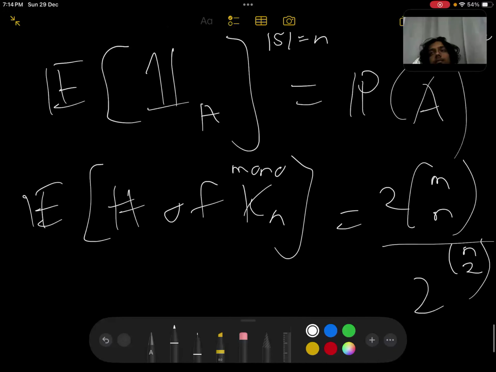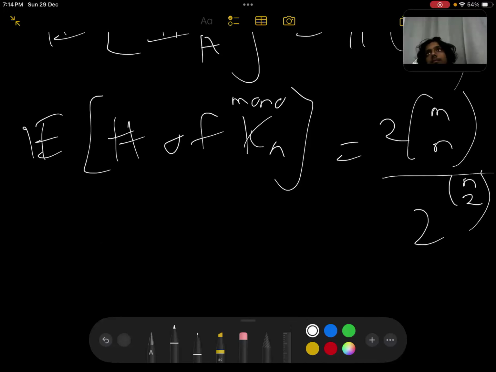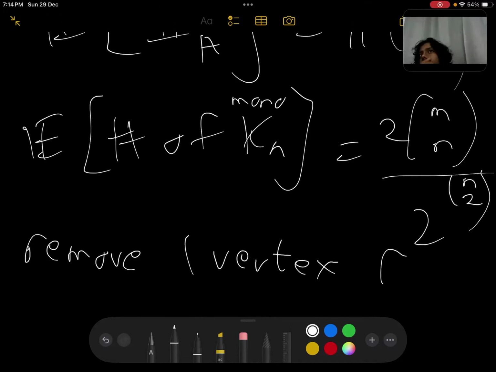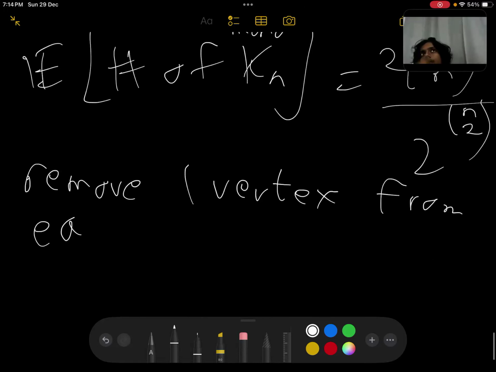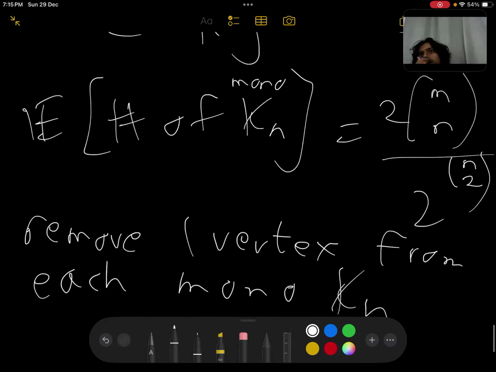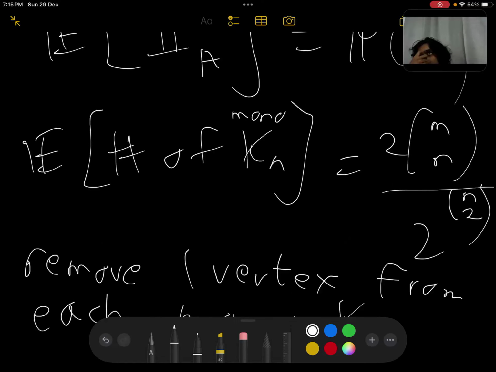So now we have this quantity. What do we do with it? Well, instead of making this small, what if we just remove one vertex from each monochromatic kn? So what we do is we randomly color km in 2 colors, get approximately these many kns, and we remove one. I'll call this quantity small k. And then we remove one vertex each from every monochromatic kn.